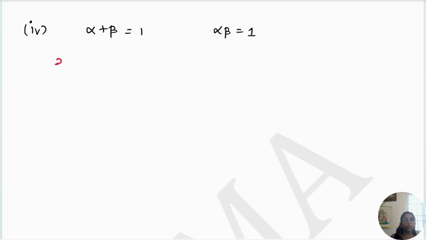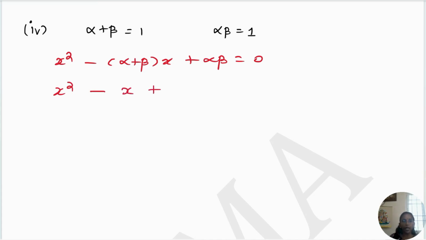And for the fourth subdivision, alpha + beta is 1 and alpha beta is also 1 in this case. So now x² − (alpha + beta), which is 1, so 1x, and alpha beta is also 1. So our required quadratic equation is x² − x + 1 is equal to 0.